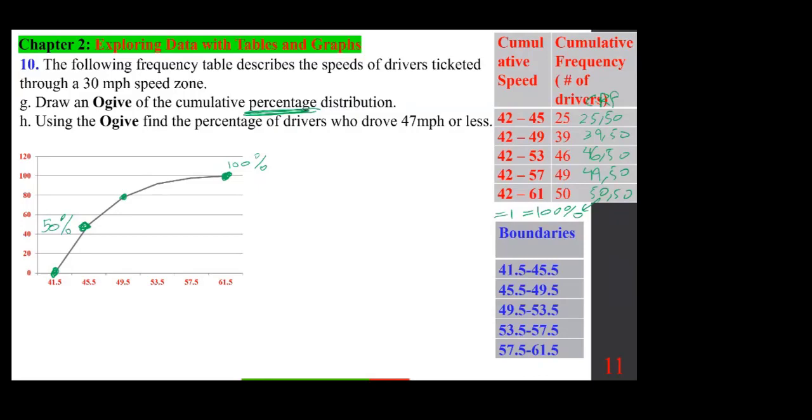And they're all line segments. You connect them with line segments. The next one is 39 over 50, which means 78%, and so on and so forth.